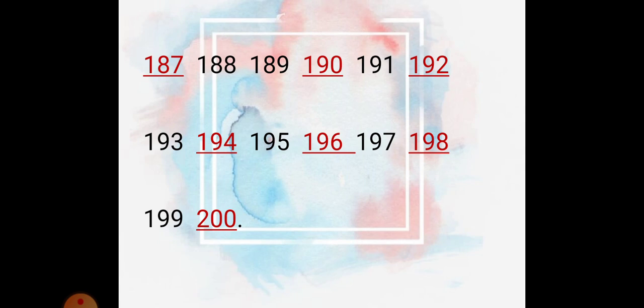191, 192. 192 is a missing number. 193, 194. 194 is a missing number. 195, 196. 196 is a missing number. 197, 198. 198 is a missing number. 199, 200. 200 is a missing number.